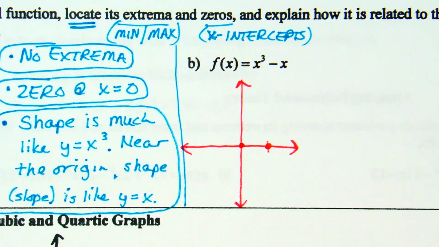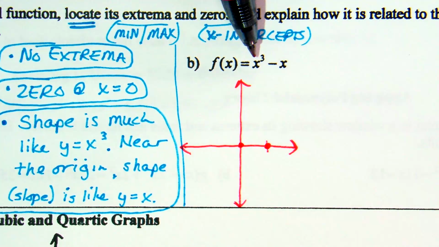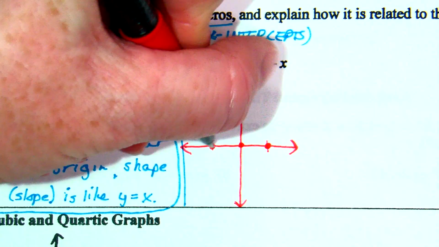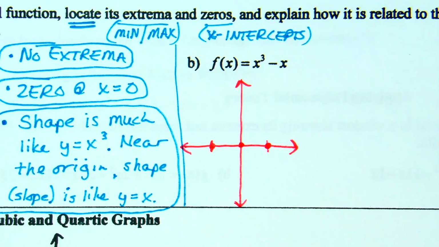Okay, let's go the other way. What if I put in negative 1? You put in negative 1 to the third is negative 1, minus negative 1 becomes negative 1 plus 1, which is 0. Is this making sense? You're supposed to say no there.